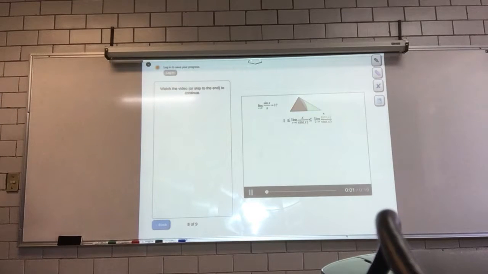Right, it's also 1. We've successfully squeezed this expression in the middle and found that it also has to be 1. If the limit as x goes to 0 of x over sine x is 1, then what's the limit as x goes to 0 of sine x over x?